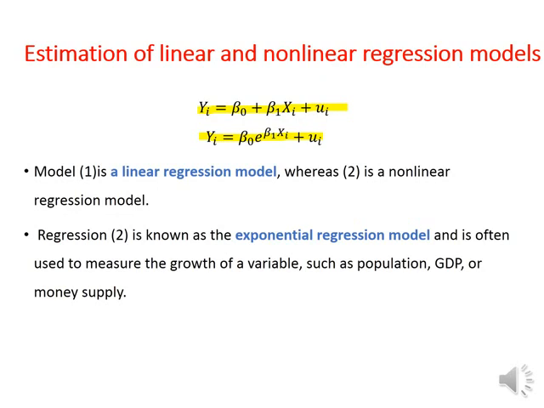What about model number 2? Model number 2, y equals beta naught e to the power beta 1 x plus u. Again, this is nonlinear and it cannot be transformed to be linear. I cannot transform it to be linear. So it is a nonlinear regression model. And actually this model is called the exponential regression model.